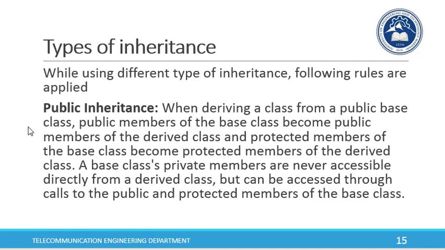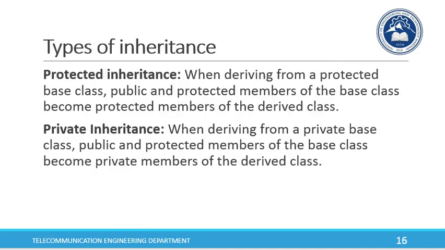Public inheritance: when deriving a class from a public base class, public members of the base class become public members of the derived class, and protected members of the base class become protected members of the derived class. A base class's private members are never accessible directly from a derived class, but can be accessed through calls to the public and protected members of the base class.